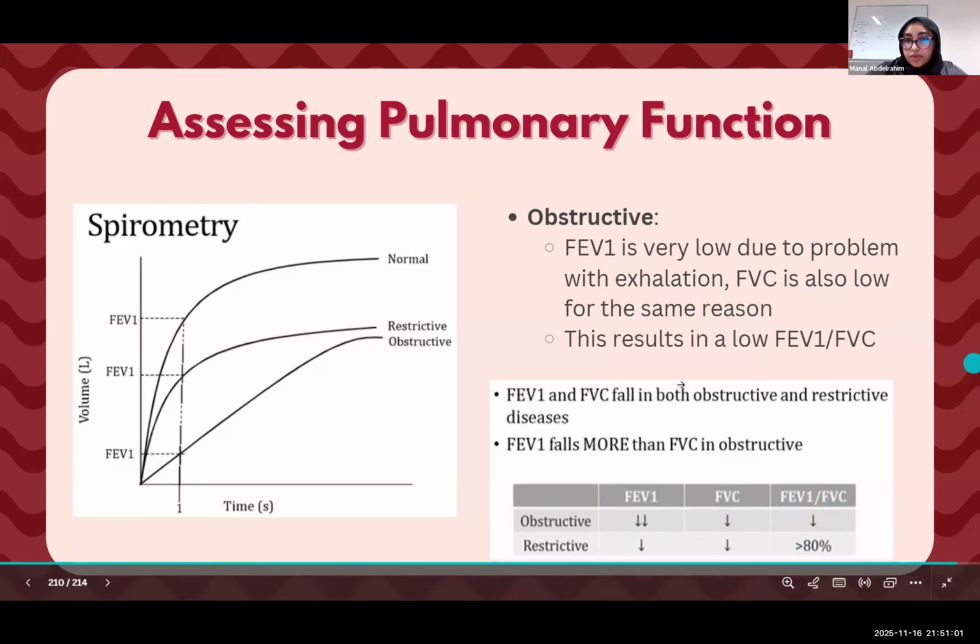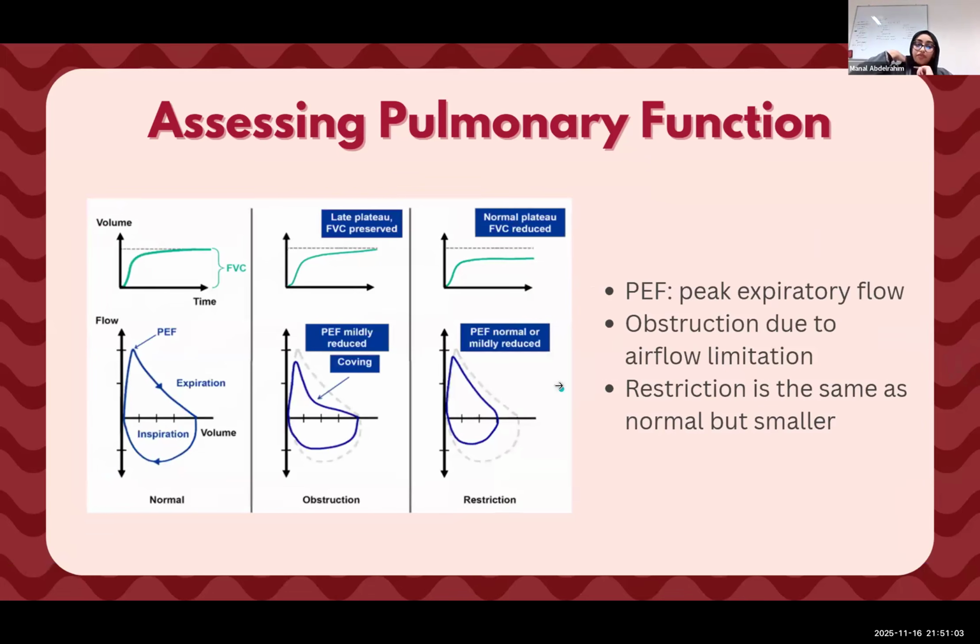Okay, it's just explaining it. And this is another curve that we can bring you. This is a different appearance of the curve. For the normal one, you'd ask the patient to inhale, and then they'd exhale, and they'd reach the peak expiratory flow, and then we'd see the normal exhalation. This is the normal curve.